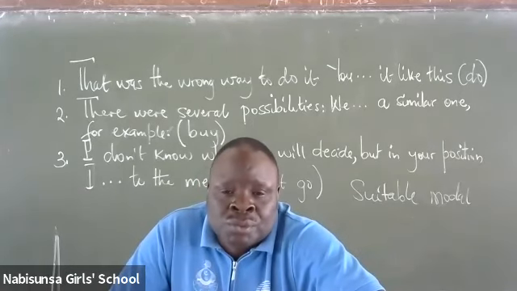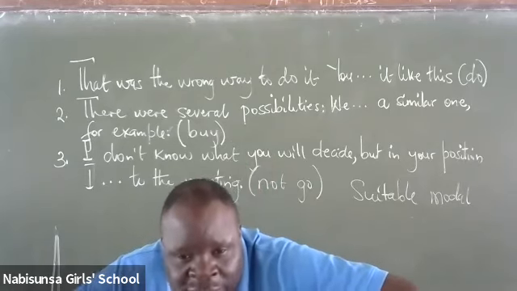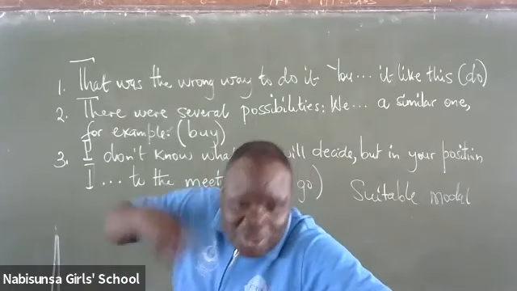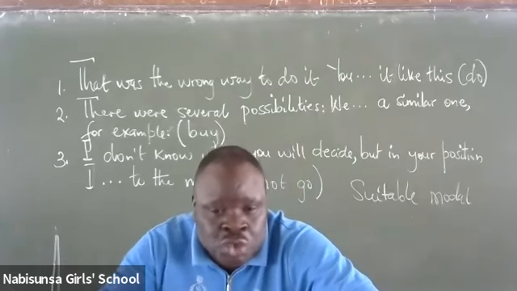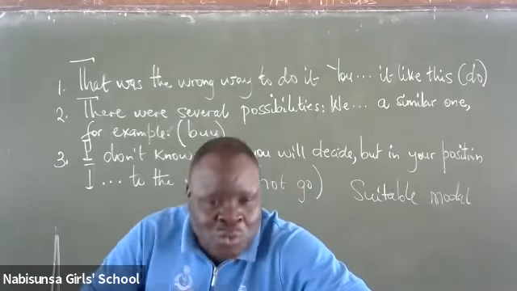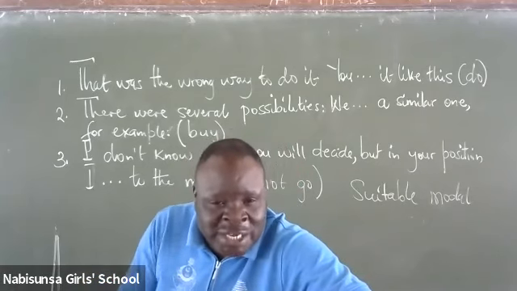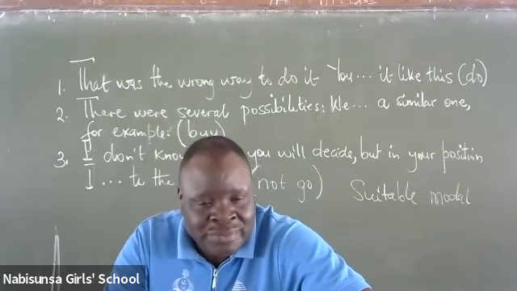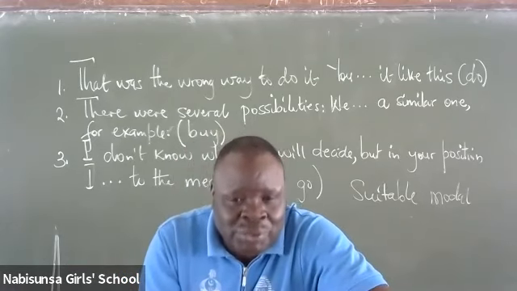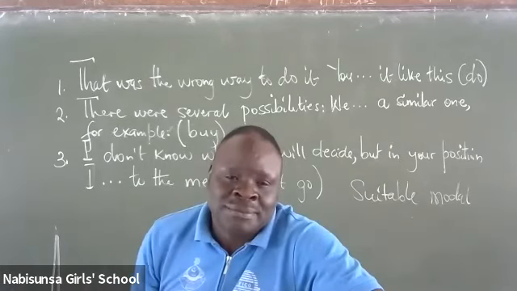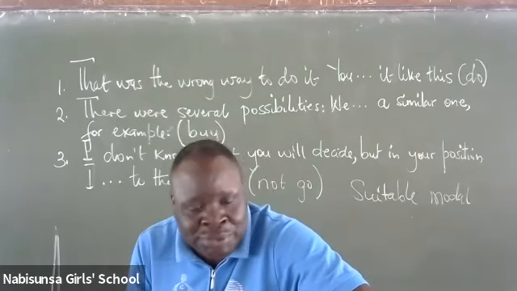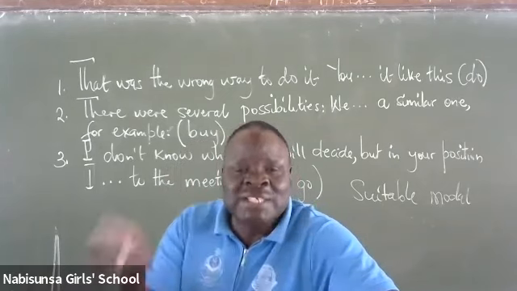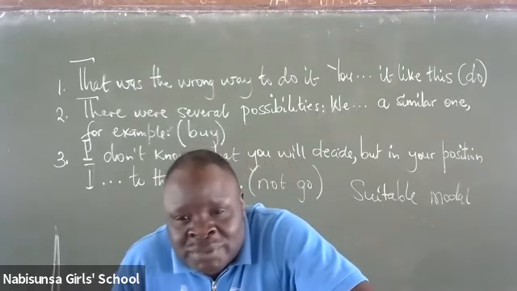Would. I don't know what you will decide, but in your position, this one is just saying, if I were the one, I wouldn't go. Yes, teacher. If I were the one, I wouldn't go. So that's why we are saying, but in your position, I would not go to the meeting. That means this person has not yet gone there. They could have invited the person, but the meeting could be a bad meeting for this person. So this one is advising the other one not to go. Agatha.